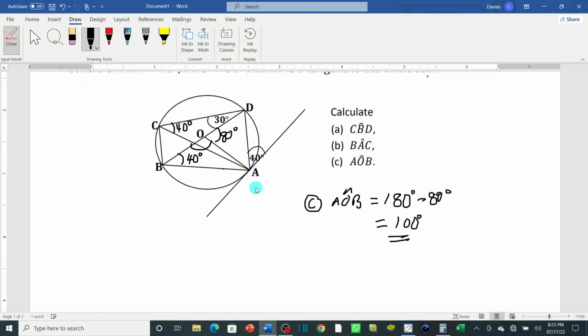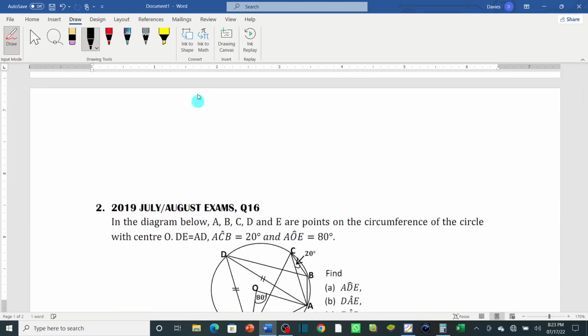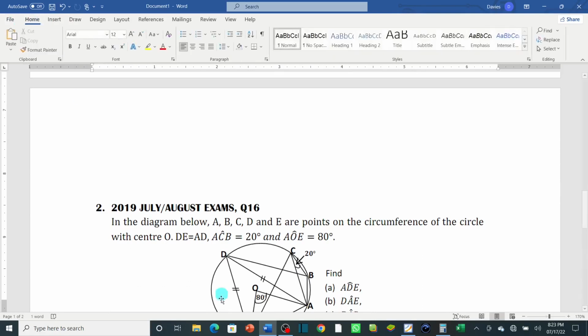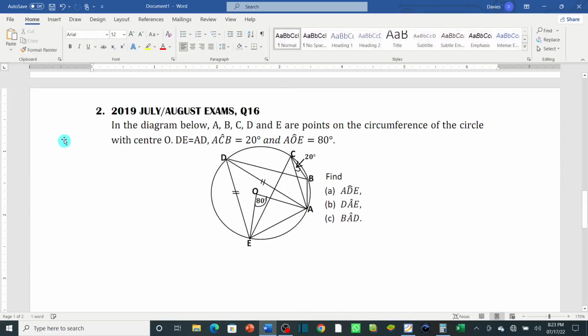So let's move to this other question. We are done here. So this question also was written in the 2019 July, August exams. For GCE, it was question 16.